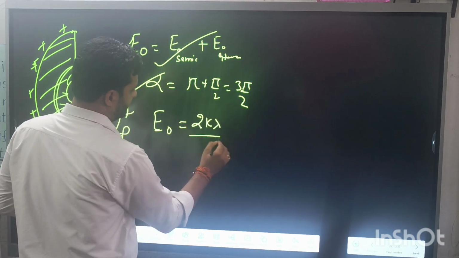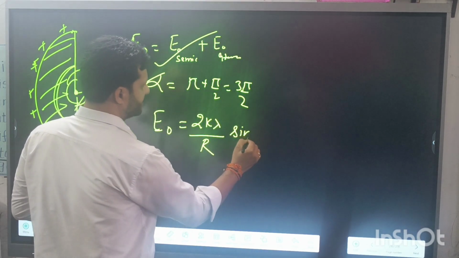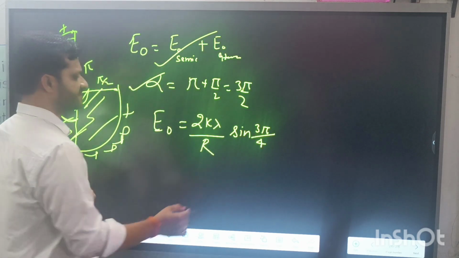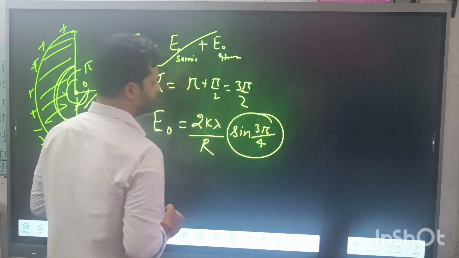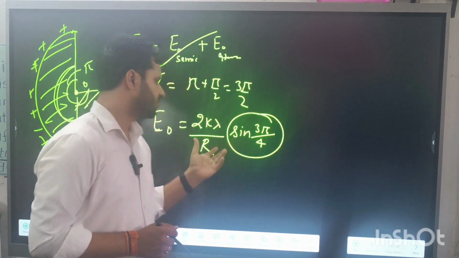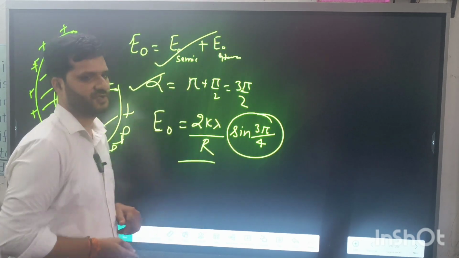2k lambda upon r sine 3 pi by 4. Now substitute the value for sine 3 pi by 4. The angle is 135, so again you get the same answer, k lambda upon r.